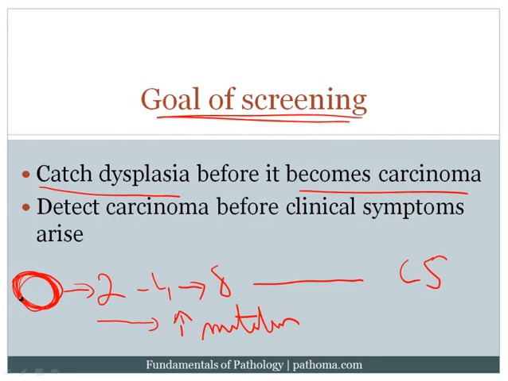And just note that the difference between dysplasia and cancer is that dysplasia has mutations, but it's reversible. But cancer has mutations, and it's irreversible, and it's growing in an unregulated manner. Okay, so that's one goal of screening. It's to catch dysplasia before it becomes carcinoma.